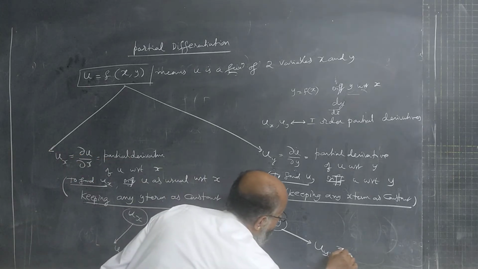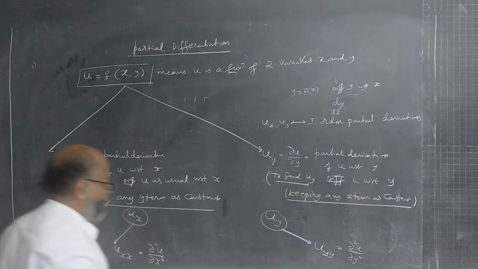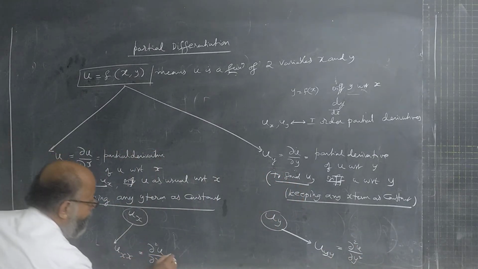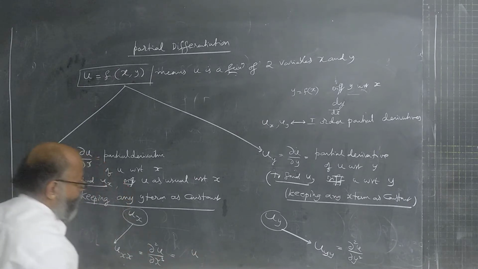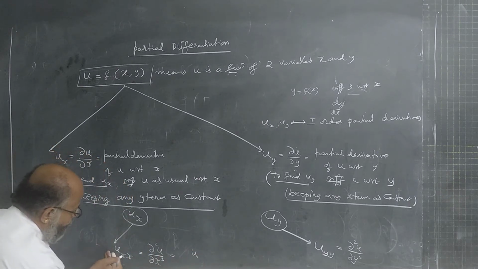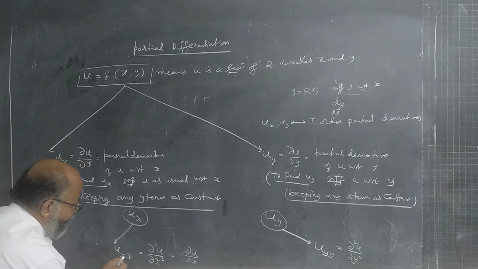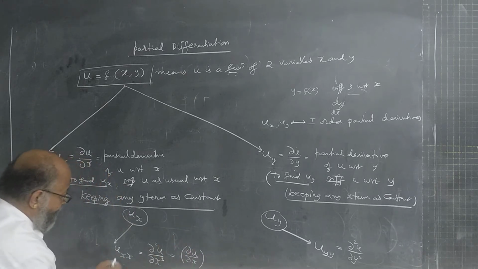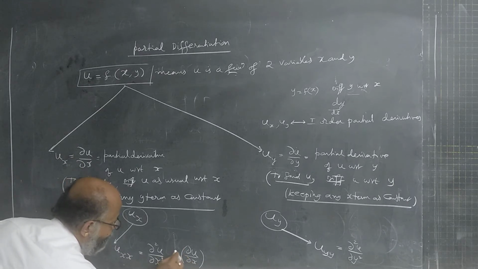Similarly, how do you write u double y? We call it delta square u by delta y square. So you can see here, you can write it like this also. How do you get u double x? Take u. Next, you have to find ux. Ux means delta u by delta x. If you want u double x, again you differentiate ux with respect to x. That means delta by delta x.